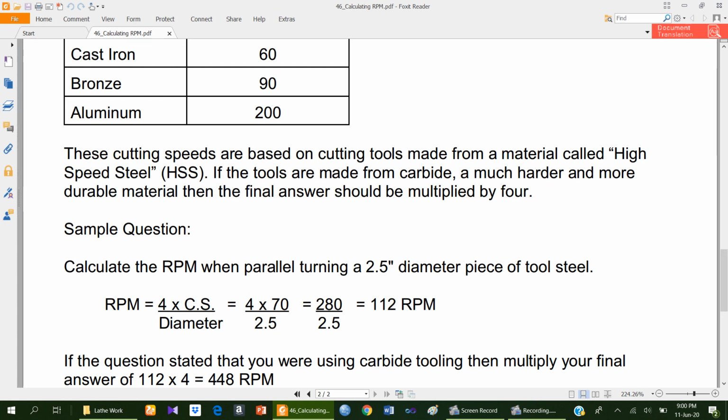But if the question stated that carbide tooling is used, then the answer will be multiplied by 4. So the answer will be 448 for the carbide tooling.